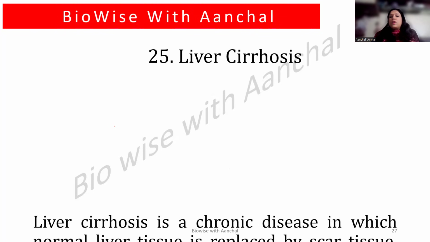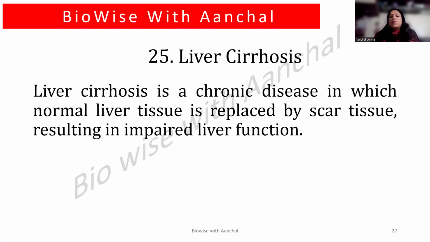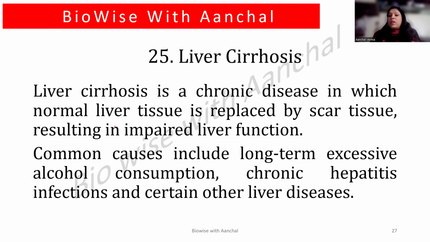Next one is liver cirrhosis. Now, liver cirrhosis is a chronic disease in which normal liver tissue is replaced by scar tissue, resulting in impaired liver function. Now, you know that your liver has a capability of regeneration. If one third of the liver is healthy, it will grow into the complete liver. But if the liver cells are killed by any means, then they are replaced by adipose tissues that cause fatty liver and scar tissues which cause liver cirrhosis. Common causes include long-term excessive consumption of alcohol, chronic hepatitis infections, and certain other liver diseases.